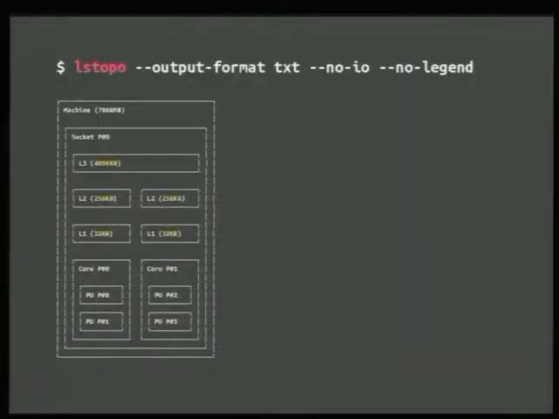There's a nice program called lstopo that will print the topology of your caches. So here it shows that my L1 is indeed 32 kilobytes, L2 is 256 kilobytes, L3 is 4 megabytes. And then it goes directly to main memory.